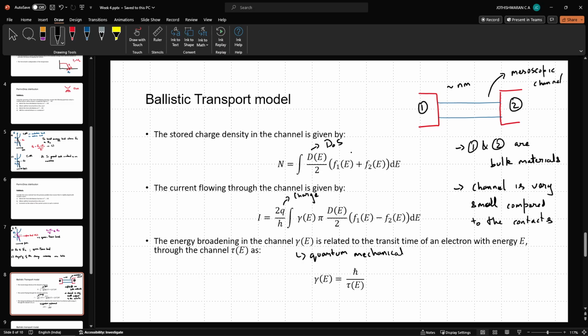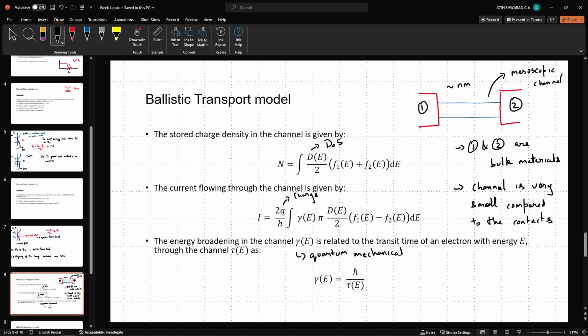This D of E times F of E is something we actually do to estimate charge densities in bulk semiconductors also. People who have done an introduction to electronics or semiconductor devices would be familiar with integrals of this form, where we do D of E into F of E dE. But this gamma parameter is new because now we are considering very short channels.